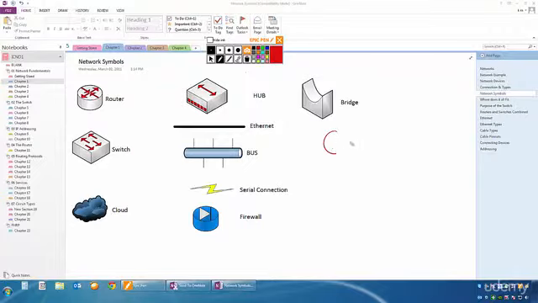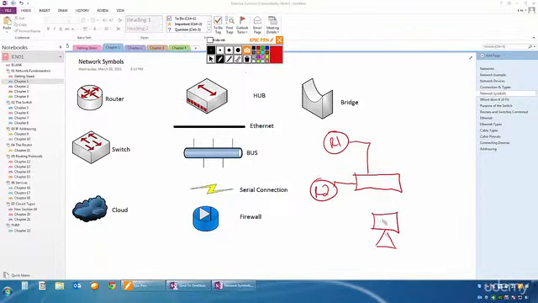So, if I have a router and it's plugged into a switch, and I have another router that's plugged into this switch here, and let's say I have a PC sitting here, and let's say I have another router sitting over here, and it is coming into a switch, and here's a PC sitting here.